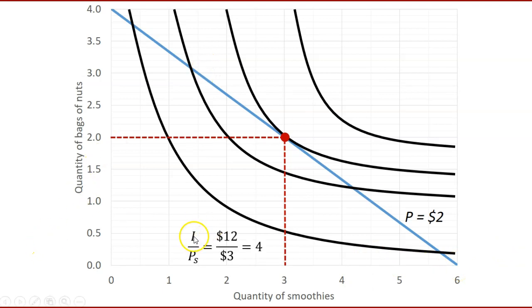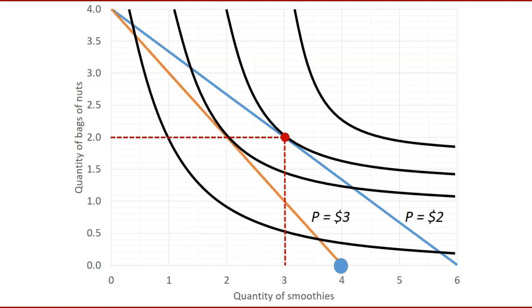So we just calculate it again. Budget divided by the price of smoothies, $12 divided by the new price, which is $3. So the maximum number of smoothies that Jenny could purchase now at that higher price of smoothies is 4 smoothies here. So we'd have to swivel the budget line inwards to reflect that higher price. Alright, which combination will she choose now? The highest indifference curve she can get to on the new budget line, which is here. Okay, so what's slightly interesting about this is that the quantity of nuts that she has chosen doesn't change, but the quantity of smoothies has decreased. So at the higher price of $3, now a rational Jenny will choose 2 smoothies.